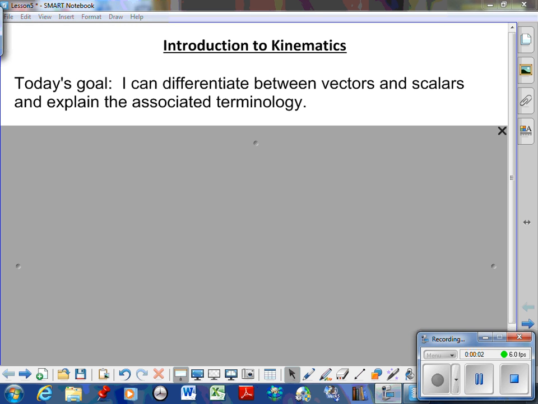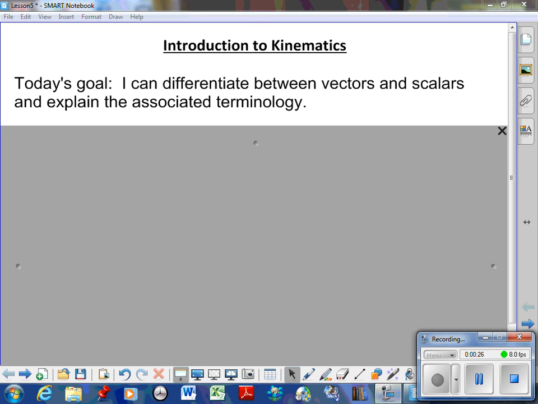Hello and welcome to Lesson 5, and today we're looking at the introduction of kinematics. So we've been working and focusing on vectors and scalars, and more specifically vectors, and now we're going to look at some of the motion, the equations behind motion, where we'll see vectors starting to tie in. So today's goal: I can differentiate between vectors and scalars and explain the associated terminology.